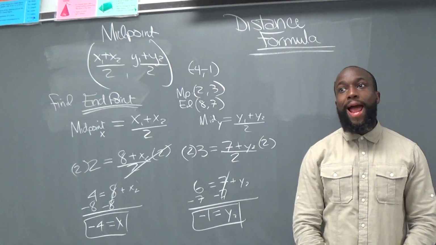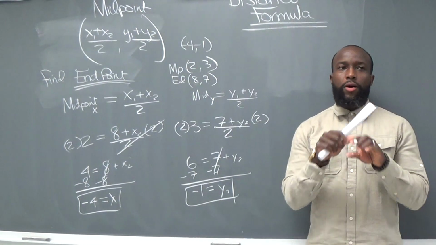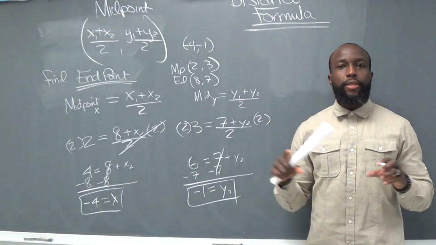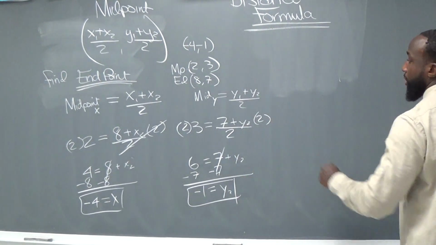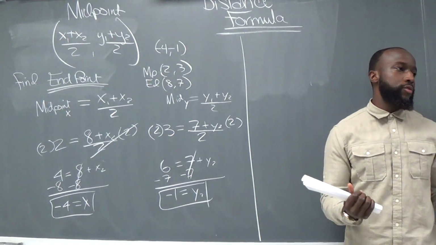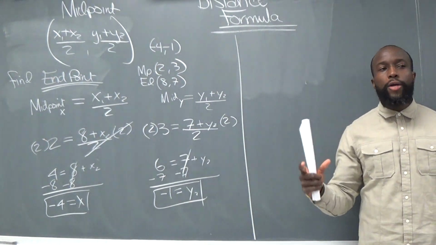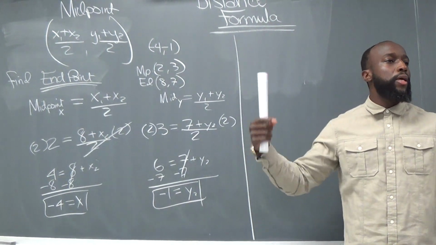Okay. Now, let's go to the distance formula. The distance formula is a whole lot smoother. It derives from the Pythagorean theorem, but we're just going to go straight into it. What happens with the distance formula is you know the formula, and all you have to do is substitute it in. I hate saying all you have to do, but just substitute in the given points.